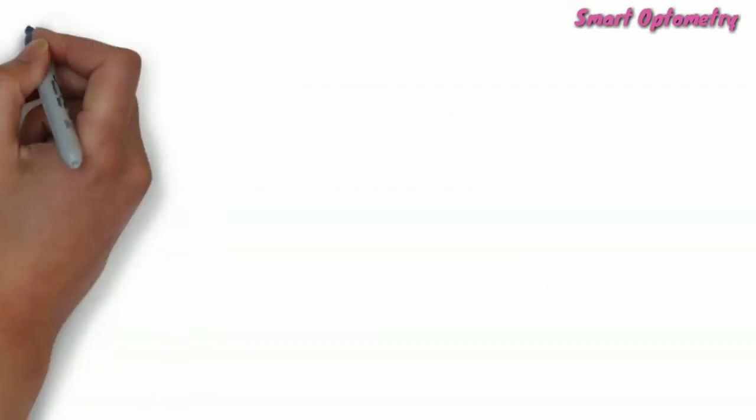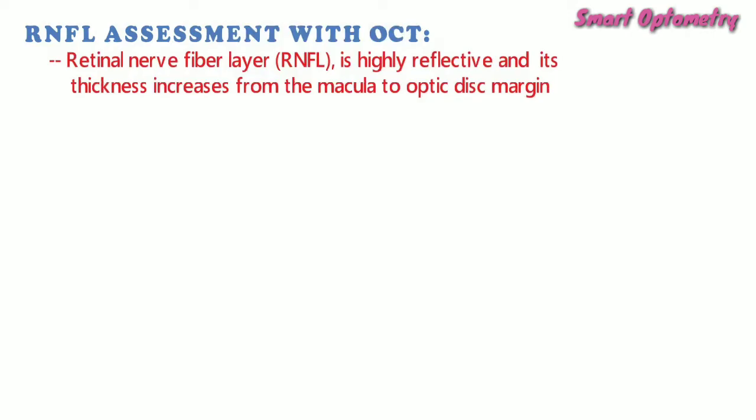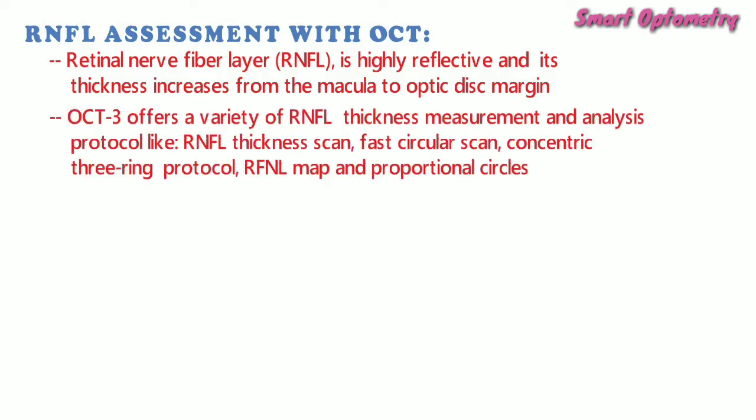Let's study about the RNFL assessment with OCT. Retinal nerve fiber layer is highly reflective and its thickness increases from macula to optic disc margin. OCT3 offers a variety of RNFL thickness measurement and analysis protocols like RNFL thickness scan, fast circular scan, concentric 3-ring protocol, RNFL map, and proportional circles.